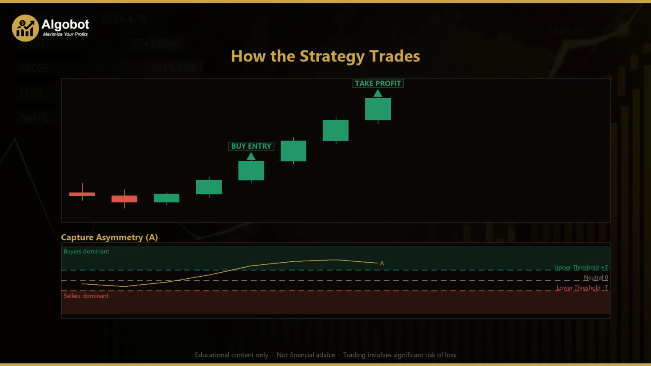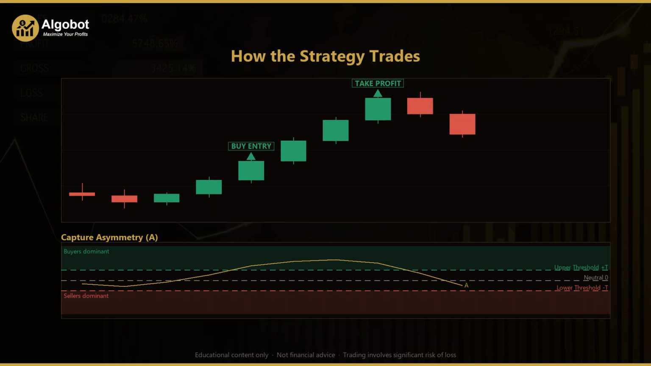The interpretation is straightforward. Buyers are now advancing price in larger steps than sellers are giving back. So the strategy joins the move in the direction it is already traveling. The moment the position opens, two levels are set behind the scenes. The stop loss sits a set multiple of the average true range below the entry, and the take profit sits farther away, scaled by the reward ratio of 1.5. Because that ratio is above 1, the target is placed farther from entry than the stop.